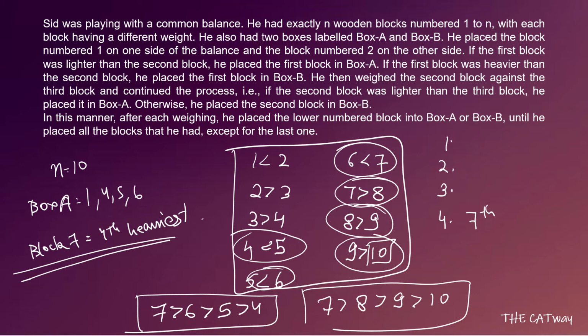So that means we have found that the total number of blocks were 10. Out of that there are 6 which are going to be lighter than 7.